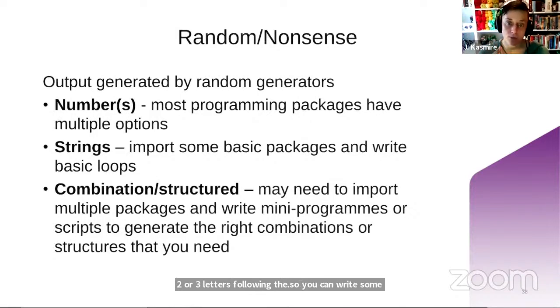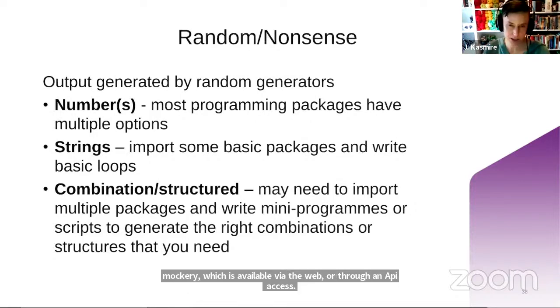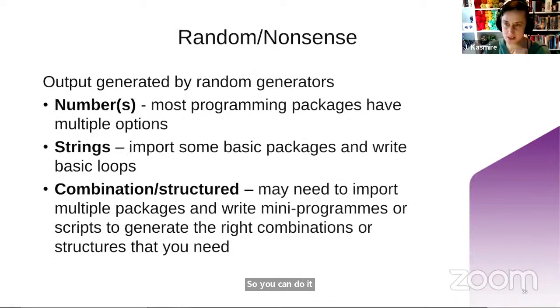There are some very common types of data that people want to generate with this sort of random or nonsense generation. So you can get ready-made packages and libraries to generate synthetic versions of common things like names, email addresses, postcodes. These include SynthPop for R, Faker for Python, or Mockeroo, which is available via the web or through API access. So you can do it yourself by writing little mini programs, or you can just get some of these packages if the thing you need is pretty common.